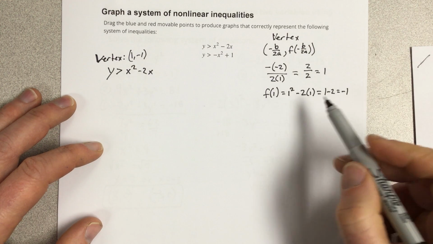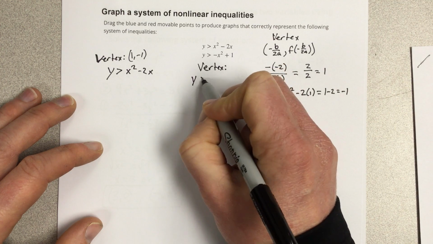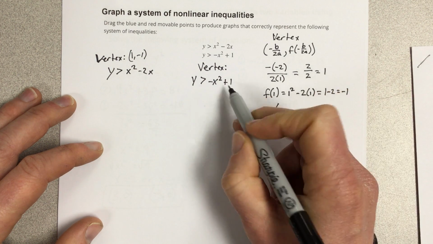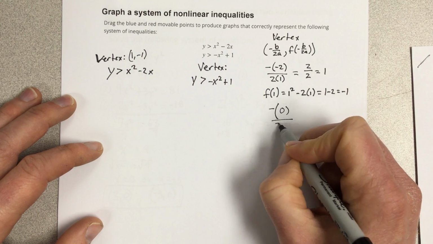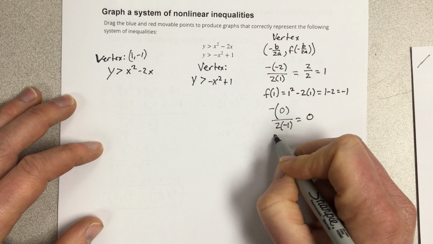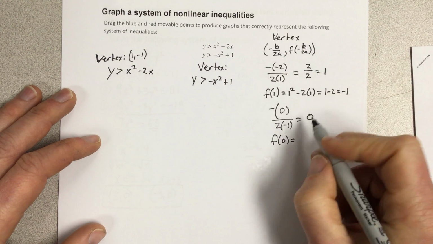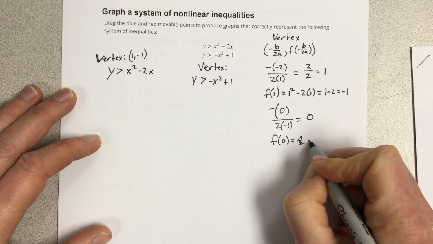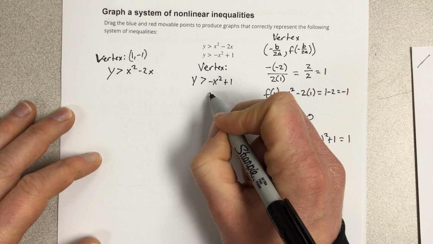And then I'm going to look at the vertex for this one, y is greater than negative x squared plus 1. So we're going to have negative. This b value is 0. So you have negative 0 over 2 times negative 1, so you end up with 0. Now we're going to plug that in. So we have f of 0. Plug it in, you get 1, because you get 0 squared here. Let me write that out. That'd be negative 0 squared plus 1, that's 1. So our coordinate for the vertex for this one would be 0, 1.